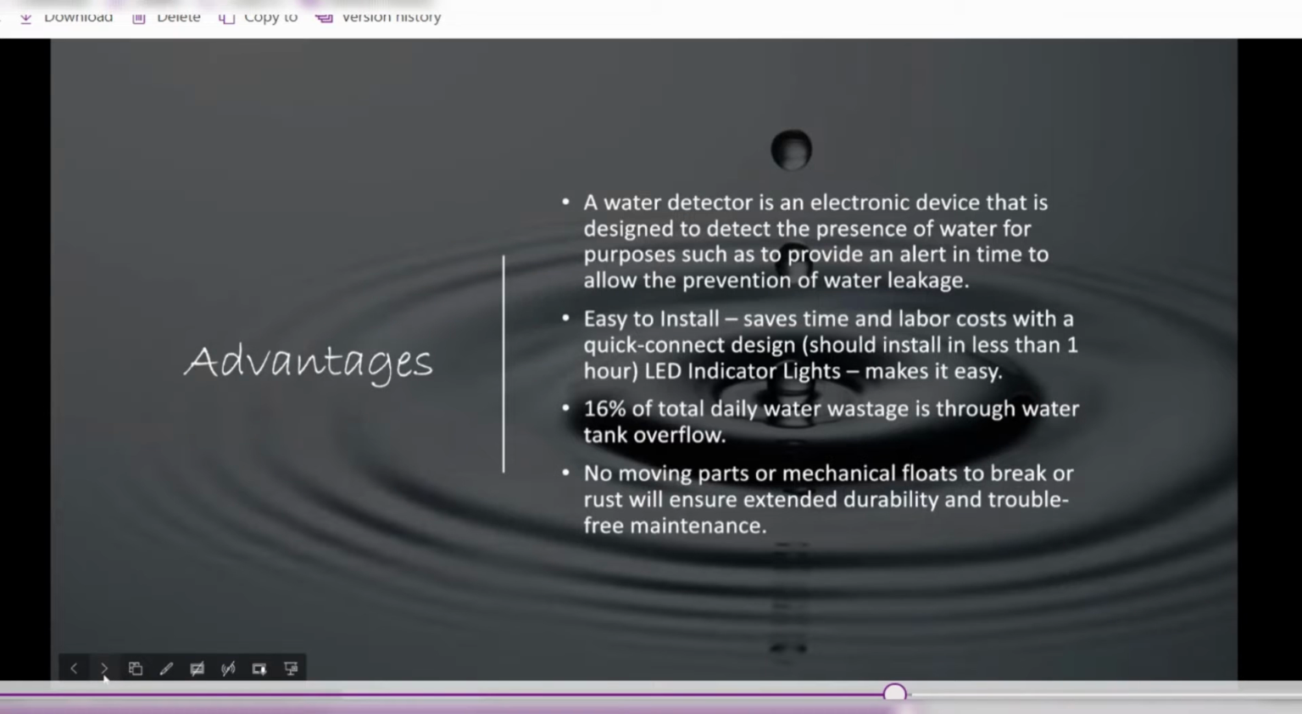The benefits of this project are basically it is easy to install, it saves our time and our labor cost, and it has a quick connect design with LED indicators, which makes it easy to use. Basically, the model should be installed in less than 1 hour. Also, there are no moving parts or mechanical floats to break or rust, which will ensure extended durability and trouble-free maintenance. The further presentation will be carried out by Aryan.